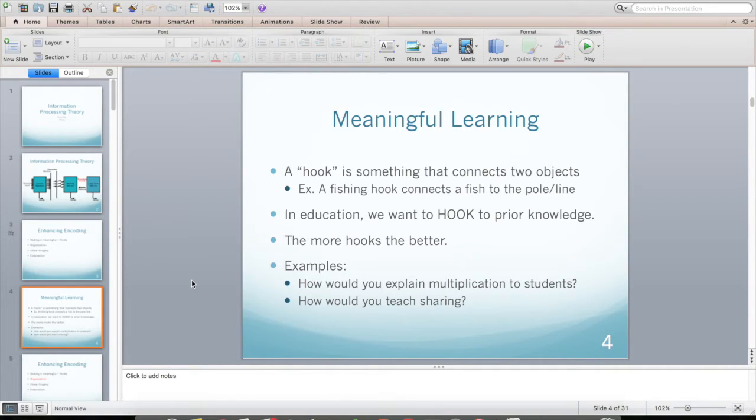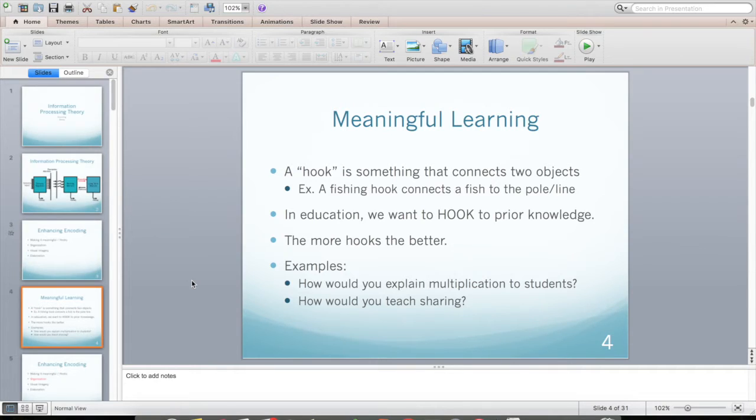We want to hook things to prior knowledge. You don't need to know the word hook. What you need to know is that we want to connect things to prior knowledge, because if I connect to prior knowledge, it means I'm pulling out boxes that kids already have and I'm adding to them, or I'm challenging them to make new ones. It's like if I taught my math lesson on multiplication without talking about it in the concept of multiplying apples or oranges. That's how we teach first graders addition, and that's how we work with basic number sense.